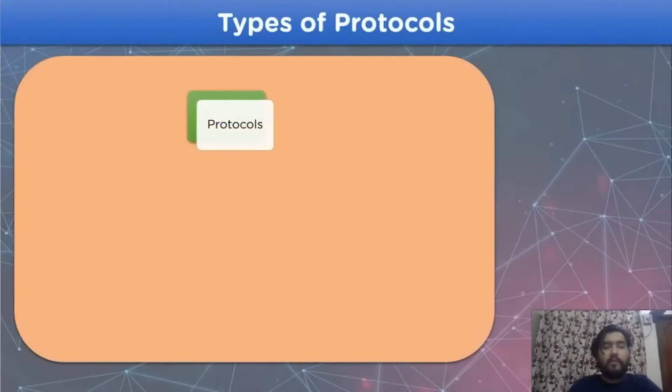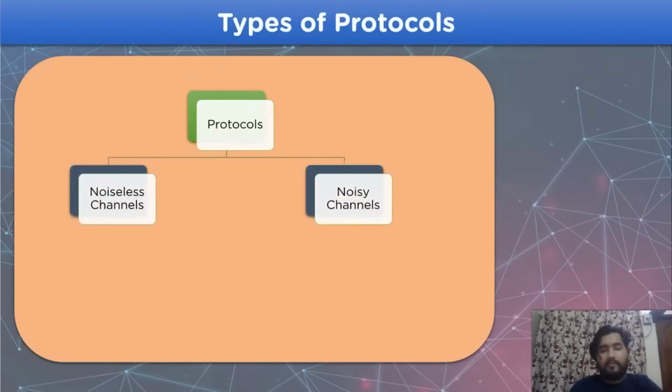The protocols available in a network channel can be divided into two different types: noiseless channels and noisy channels, where the noise refers to any external interference, data error, or duplicate transmission in the network channel. Furthermore, noiseless channels and noisy channels can be divided into subdivisions. Let's take a look at the noiseless channels first.